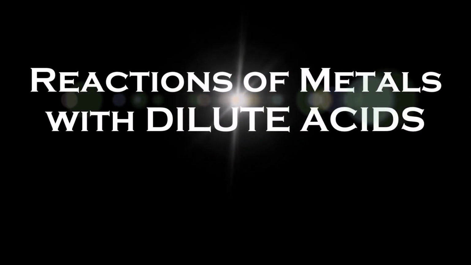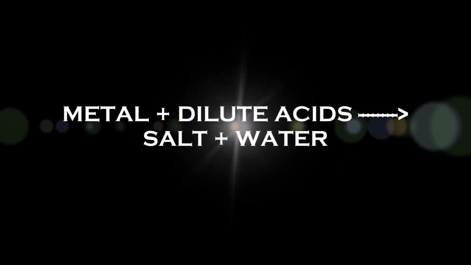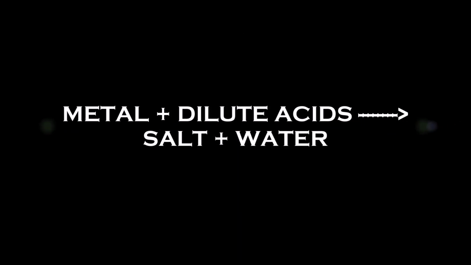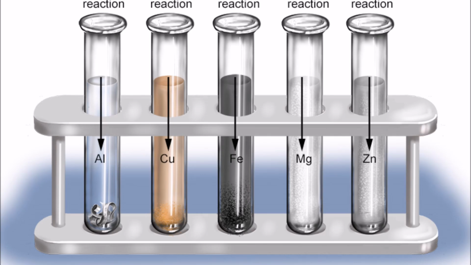Now, let's learn about the reaction of metals with dilute acids. When metal reacts with dilute acid, salt along with hydrogen gas is produced. Copper, gold, silver, mercury do not react with dilute acids at all. Let's see few reactions. When iron reacts with hydrochloric acid, it gives you iron chloride along with hydrogen gas. When magnesium reacts with hydrochloric acid, it gives you magnesium chloride along with hydrogen gas. Zinc reacting with hydrochloric acid gives you zinc chloride along with hydrogen gas. Whereas the aluminium reacts with hydrochloric acid, it gives you aluminium chloride along with hydrogen gas.